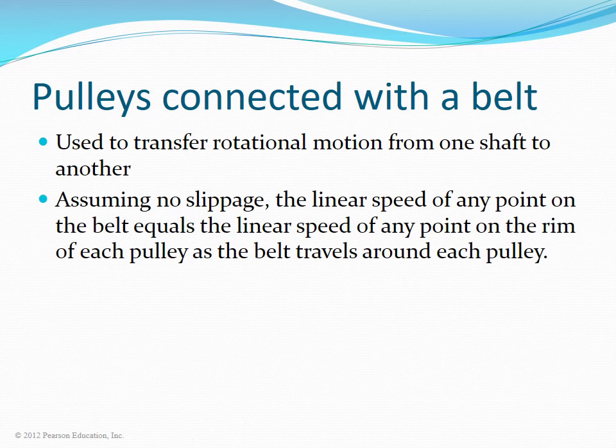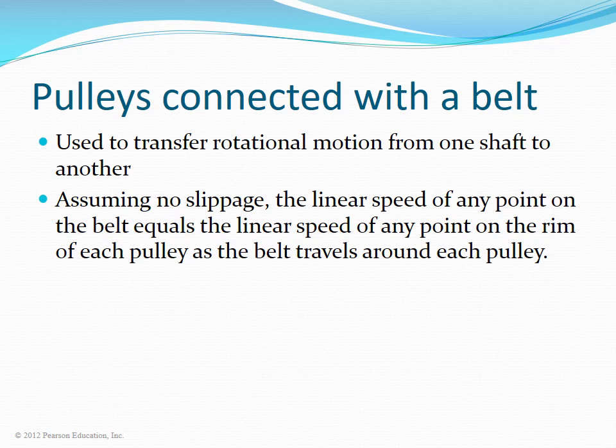Pulleys connected with a belt are used to transfer rotational motion from one shaft to another. Assuming no slippage, the linear speed of any point on the belt equals the linear speed of any point on the rim of each pulley as the belt travels around each pulley.